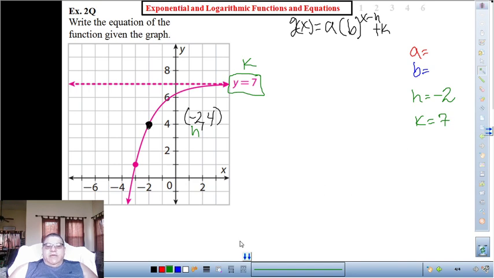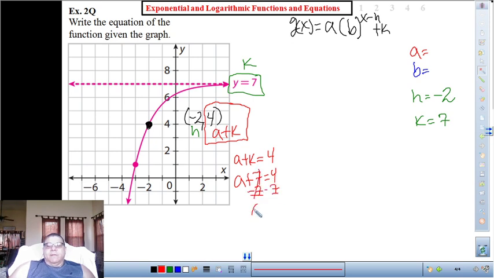Alright, now that we have that, we need to figure out a. We use this last part of that same coordinate and we write a plus k. So I write a plus k equals 4. However, instead of k, what was our k? 7. So I'm going to write a plus 7 equals 4, minus 7, minus 7. A equals negative 3.